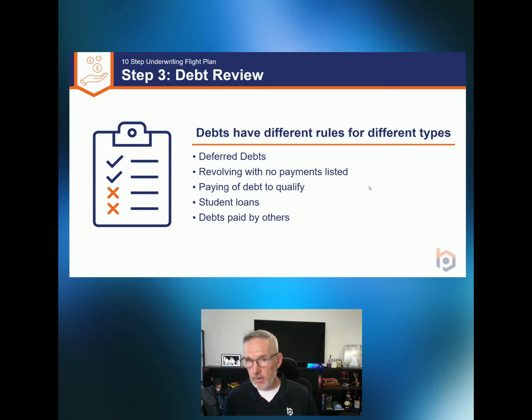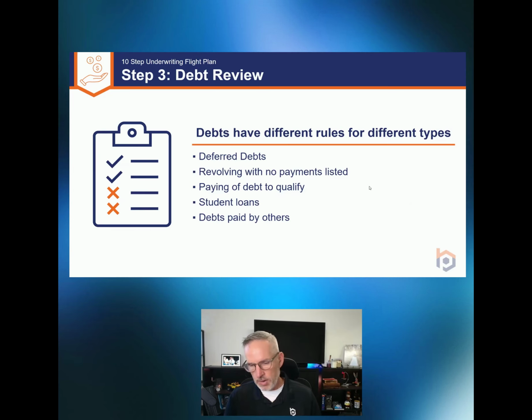Now, debts can be deferred, which would create a different rule set. Revolving debts have different rules than installment debts. Student loans have different rules than regular installment debts. Paying off debt to qualify may or may not be possible. Debts paid by others depends on what program you're talking about.